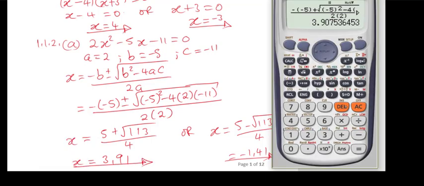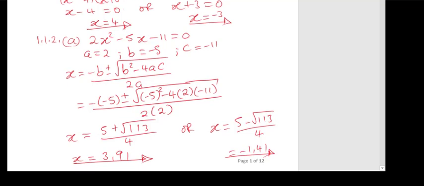If you've got this calculator, you can use it as a guide. Press mode, press 5 for equations again, press 3. It will give you these answers. For a it's 2, for b negative 5, for c negative 11. Press the equal sign. You get 5 plus root 113 over 4, and this is 3,91. Press the equal sign again, which is the same as minus 1,41.